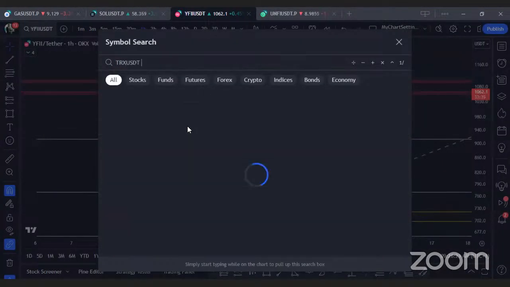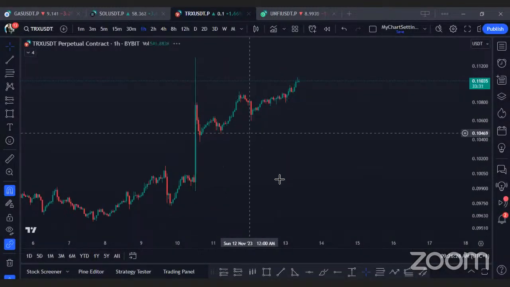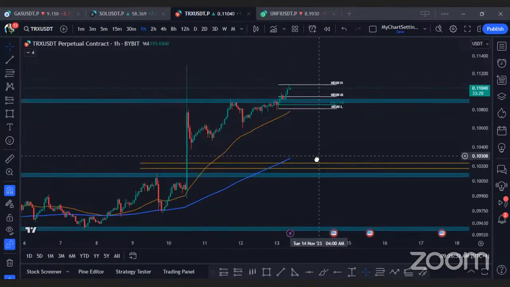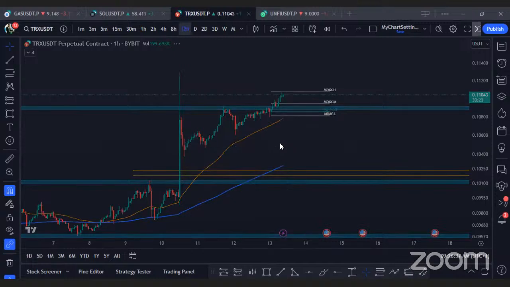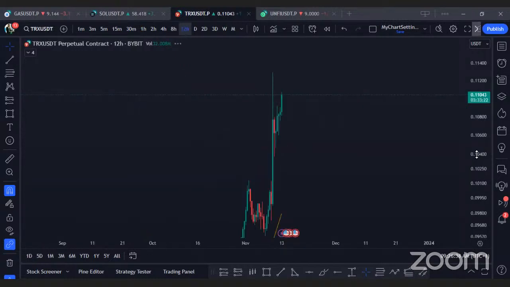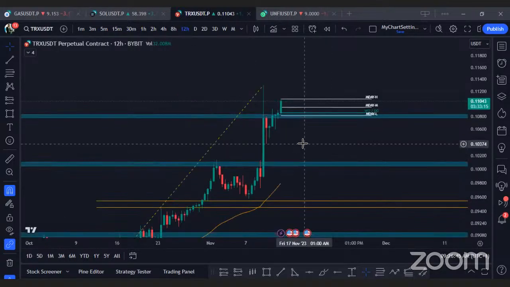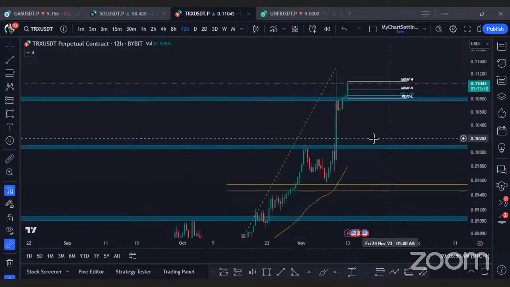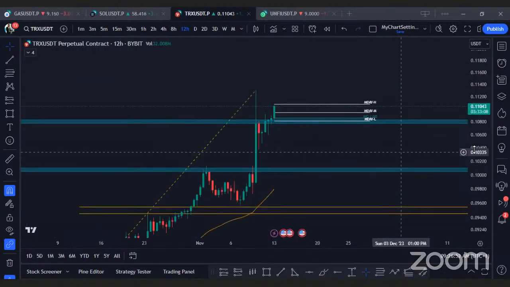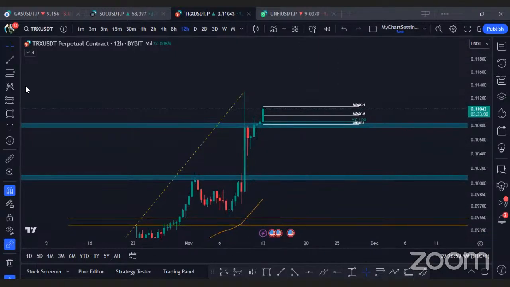TRXUSDT. TRX is doing great, actually. I think my token should be up in profit right now. There was a time I was doing a live trade, and I bought this token and just forgot that I actually bought it. I think I bought at 0.07 or 0.06, so it should be in profit right now.